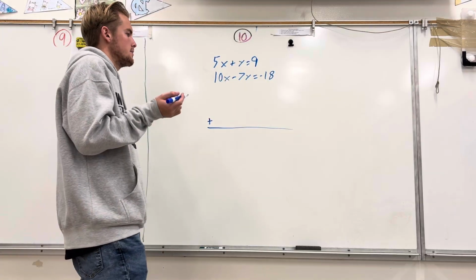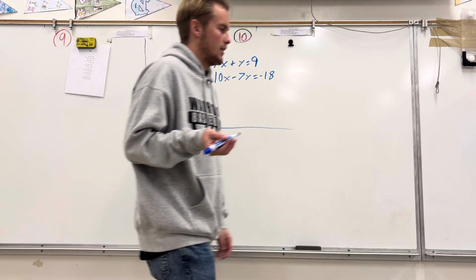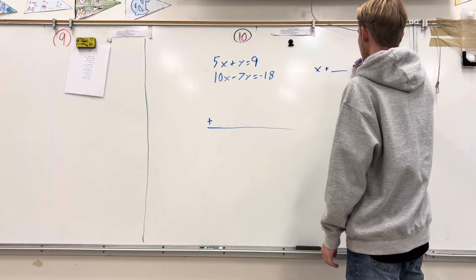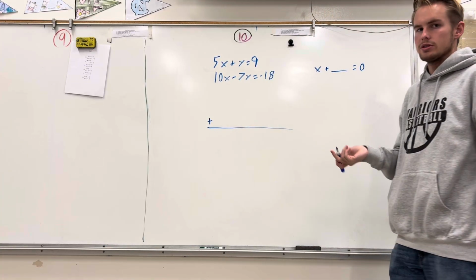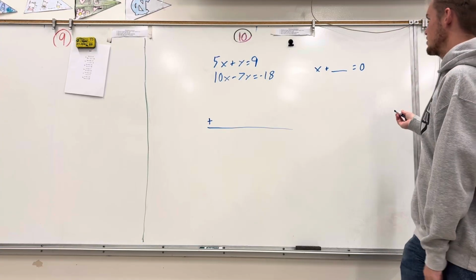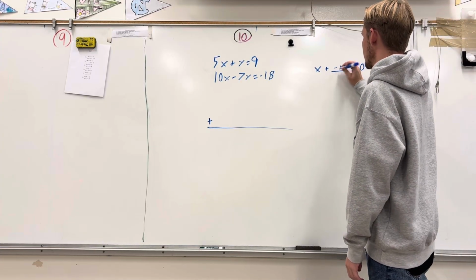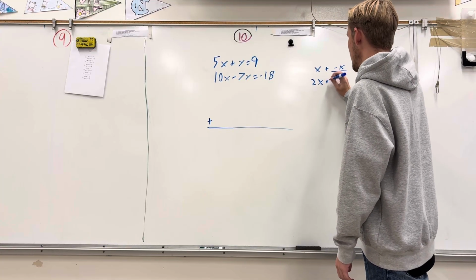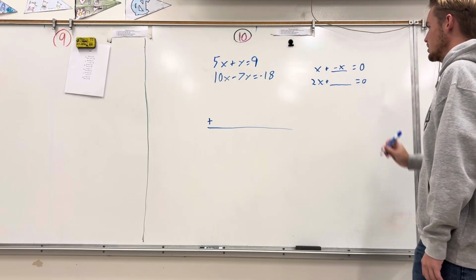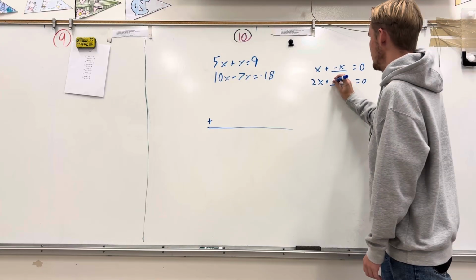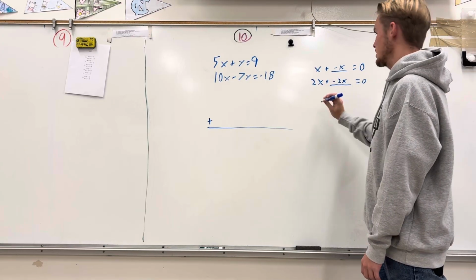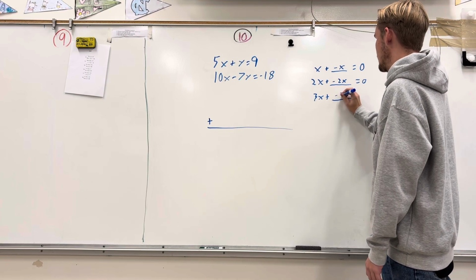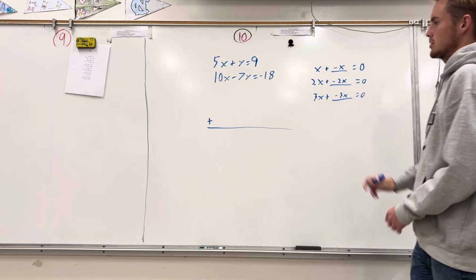Well, let's say we have x, and we're trying to figure out what adds with x to equal 0. In this case, you could say negative x. What about 2x? If we have a 2x, what adds with 2x to equal 0? You could say negative 2x. And the same thing keeps going. So 3x plus negative 3x equals 0.